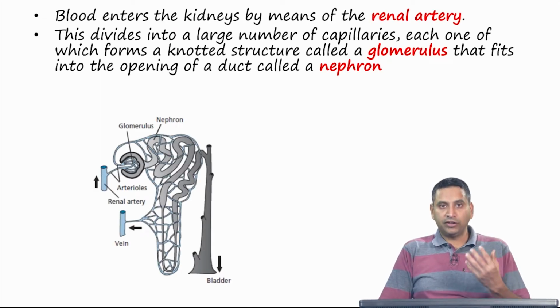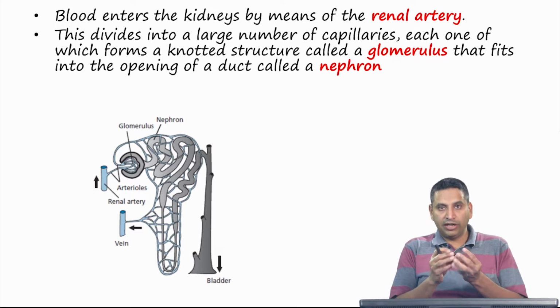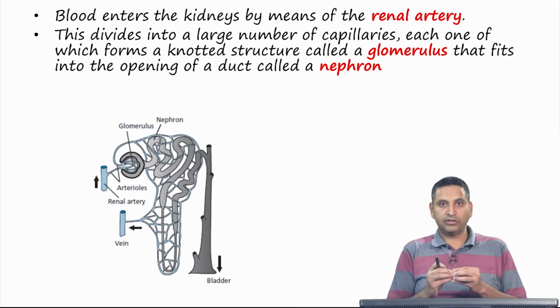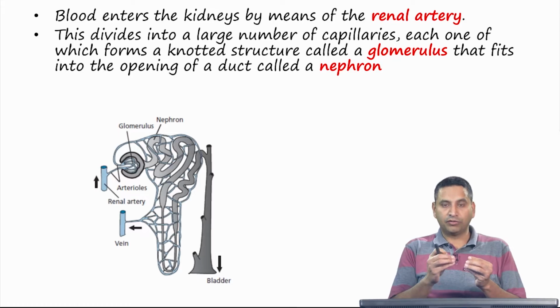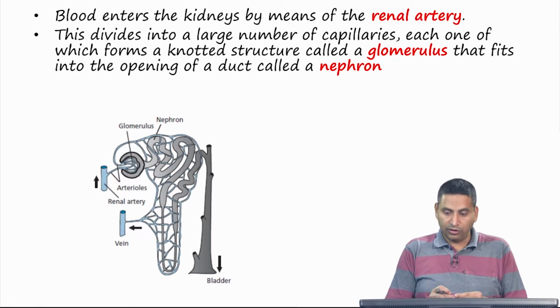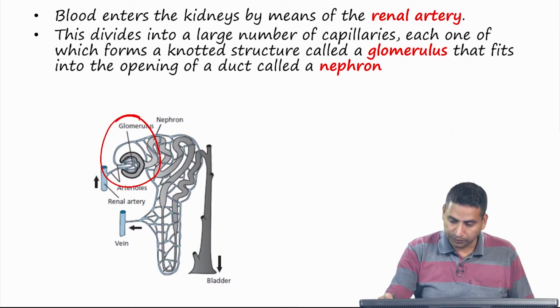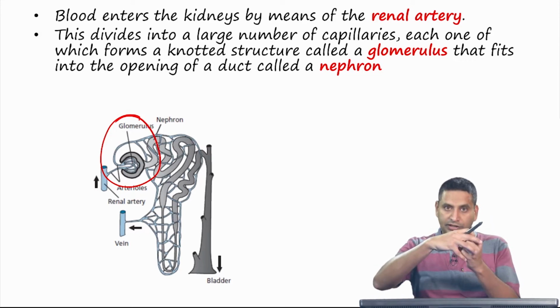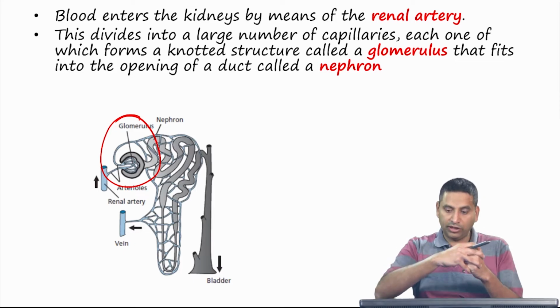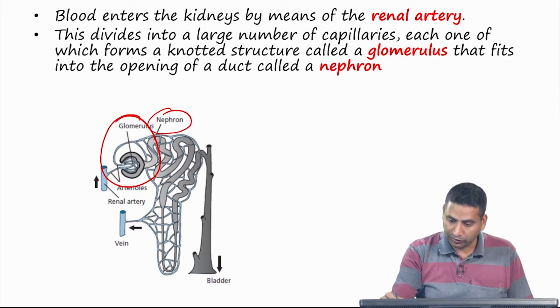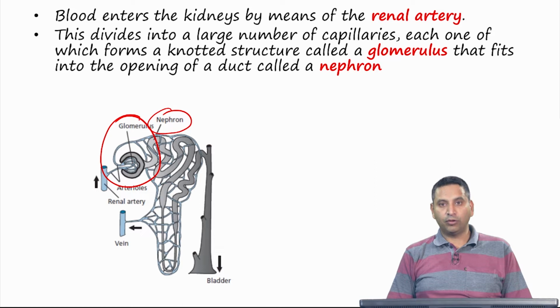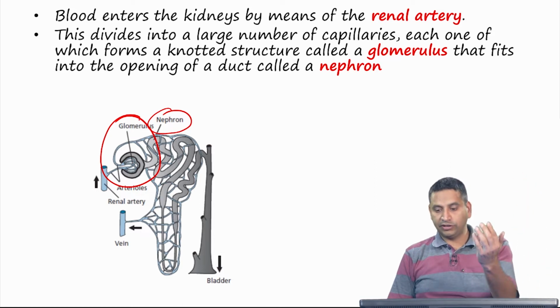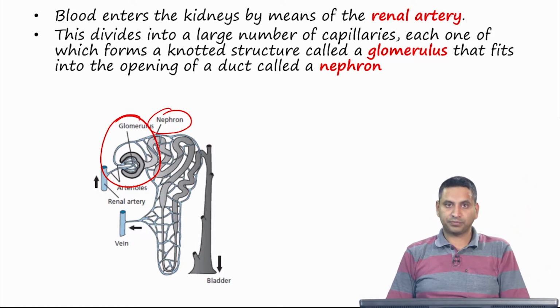So, when the blood enters the kidneys by means of the renal artery, it divides into a larger number of capillaries, and this in turn forms a knotted structure called a glomerulus. The glomerulus is shown here, and it sits in the duct which is called a nephron. So, this is the nephron as shown here. Therefore, the blood that enters the kidneys is going to form this kind of a structure.